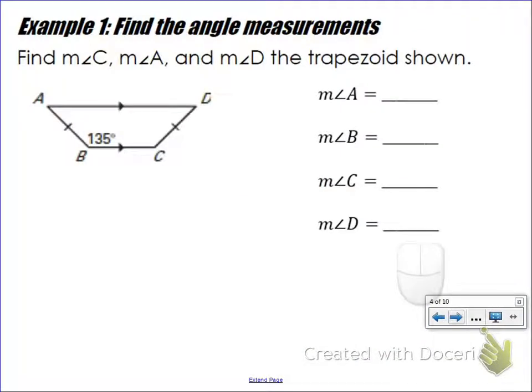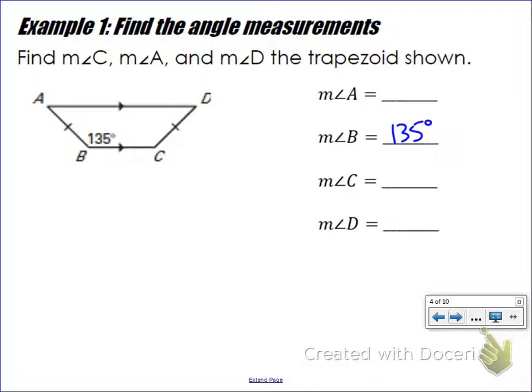So for example number one, we're going to use some of the properties we just talked about and find the angle measurements in this isosceles trapezoid. We know it's isosceles because we're given that AB and CD are congruent to each other. We're also given that AD is parallel to BC, making it a trapezoid, and the congruent legs make it an isosceles trapezoid. We're given angle B, which is 135 degrees, and we want to find the other three angles, angles A, C, and D.